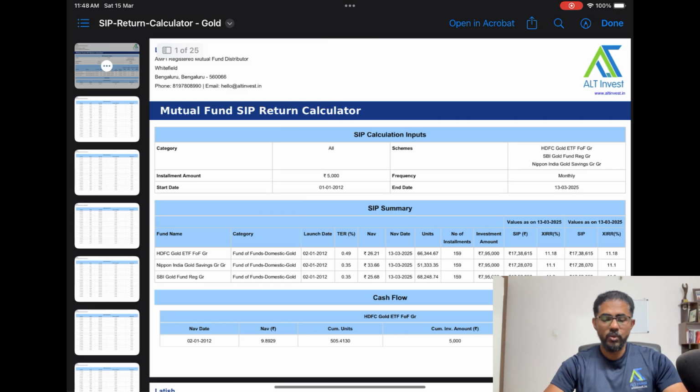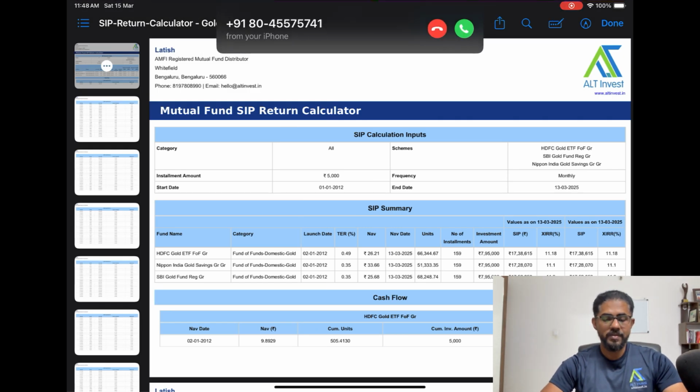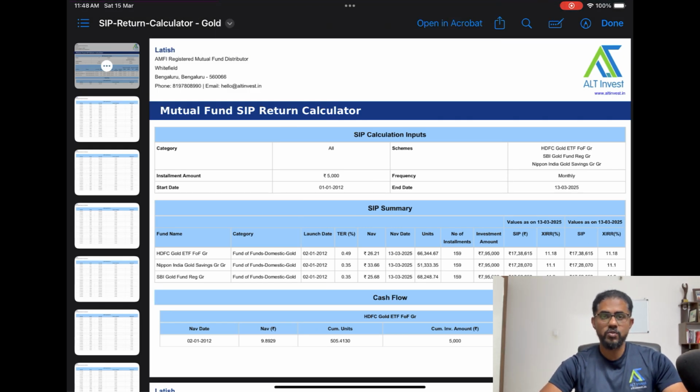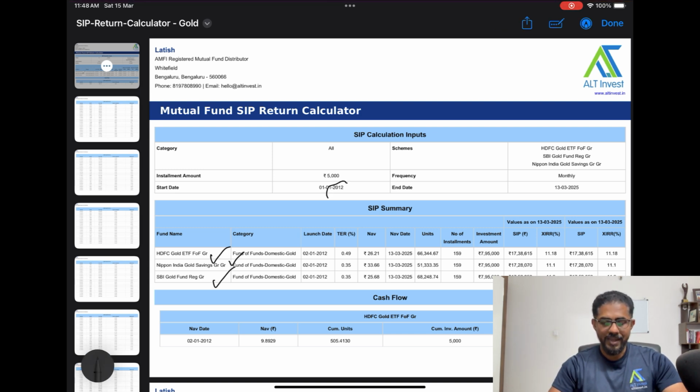Now specifically looking at only the SIP returns of the gold funds which have been in the market since 2011-12, I have taken the same 5,000 SIP amount, with monthly frequency, and the start date and the end date. You will see that your total investment would be 7.95 lakhs and your current portfolio value is 17.38 lakhs. And here you will see the XIRR returns are 11%.